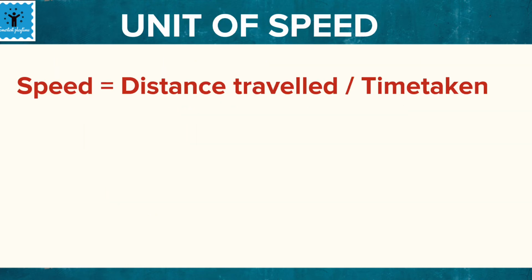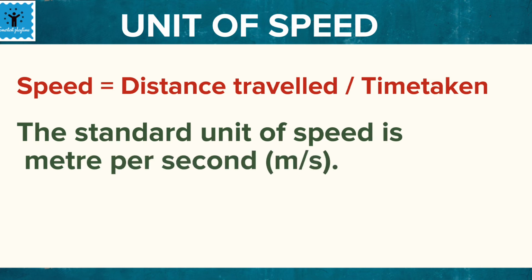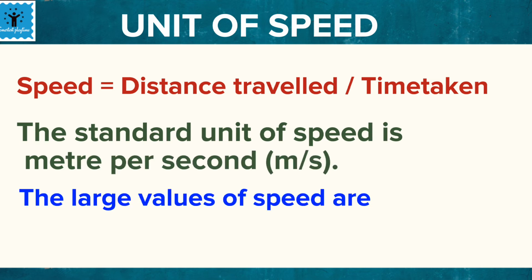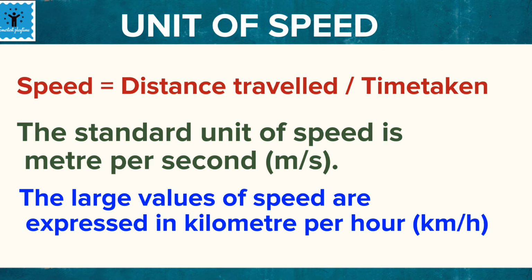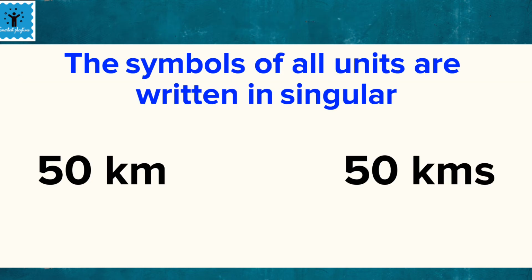Since speed is distance divided by time, the basic unit of speed is meter per second. It could also be expressed in other units such as meter per minute or kilometer per hour. The symbols of all units are written in singular. For example, we write 50 km, not 50 kms.